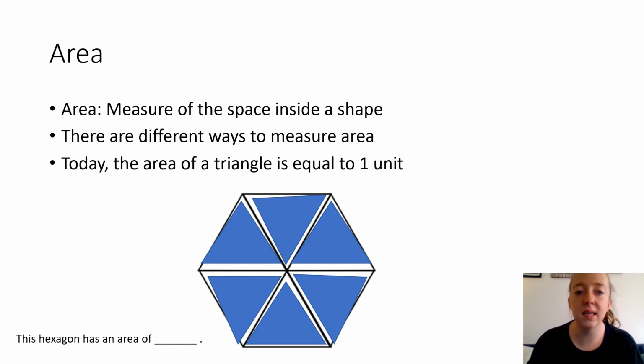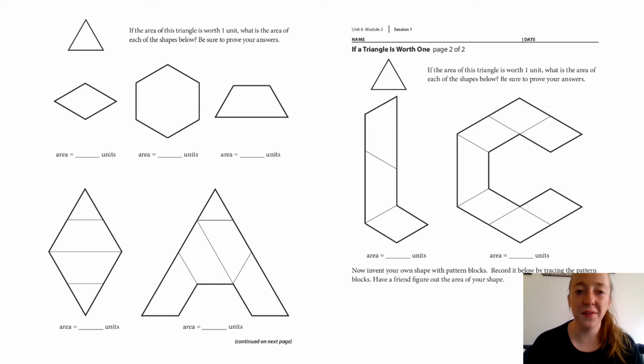So what is the area of this hexagon, knowing that the area of a triangle is 1 unit? What's the area of this hexagon? Right. We know it's 6 units because we counted 1, 2, 3, 4, 5, 6. Nice work, class.